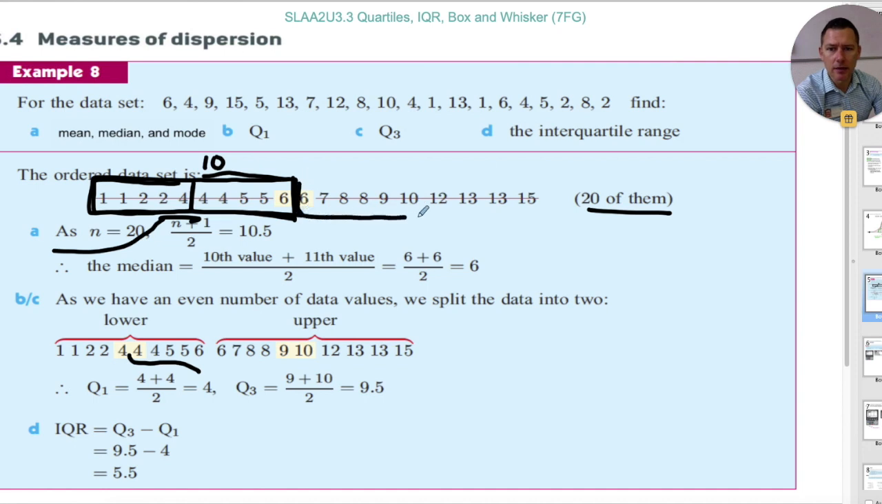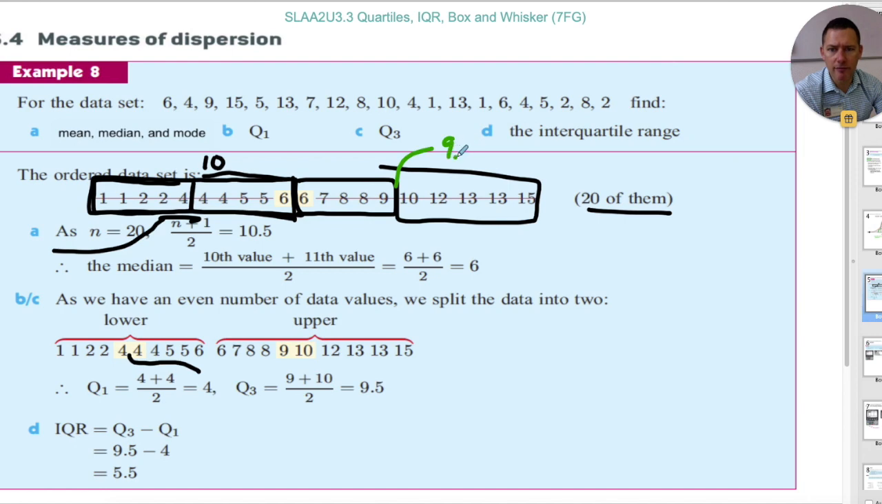Similarly, there's 5 data points there. Oh, missed. There's 5 data points there. There's 5 data points there. Q3 is going to be right between them, so 9.5. Cool. So the interquartile range is the distance from there to there, so 5.5. Shows us how spread out the data is.